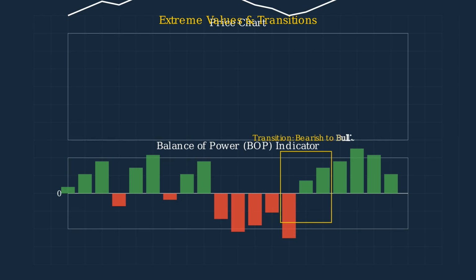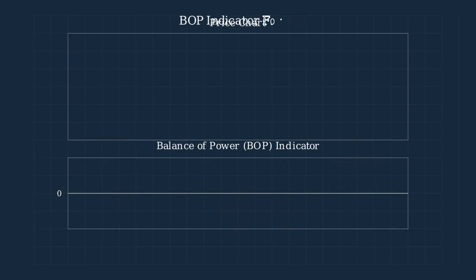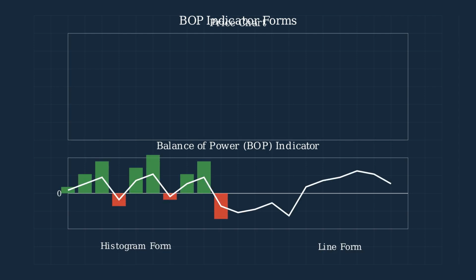Transitions from negative to positive values often signal potential trend changes. Here, the indicator is showing a shift from bearish to bullish sentiment. The BOP indicator can be displayed as a histogram or as a line. The histogram shows discrete values, while the line form helps identify trends in buying and selling pressure.